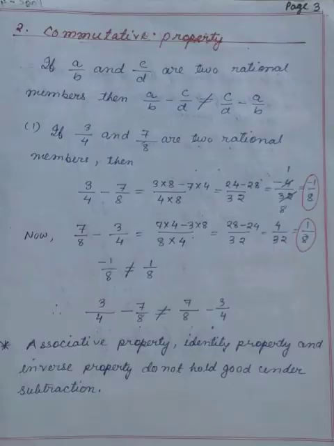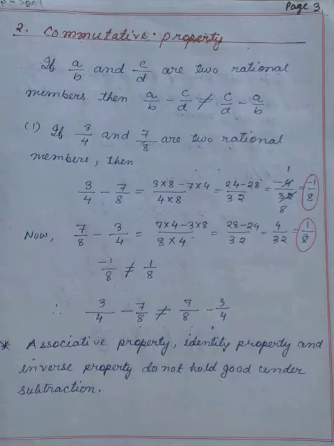The second property is the commutative property. Again, the same as the commutative property of addition, which states that if a by b and c by d are two rational numbers, then a by b minus c by d is not equal to c by d minus a by b. That means if we change the order of the rational numbers, the result is not the same.